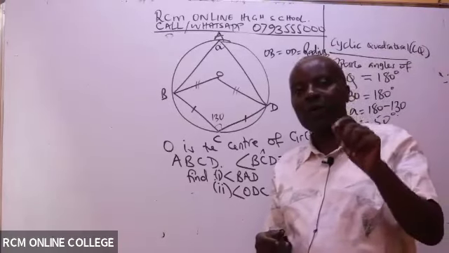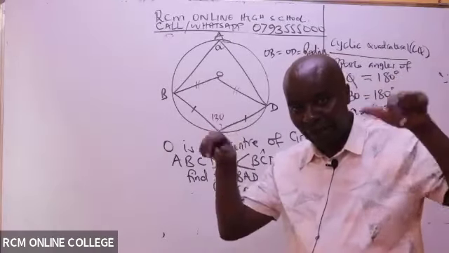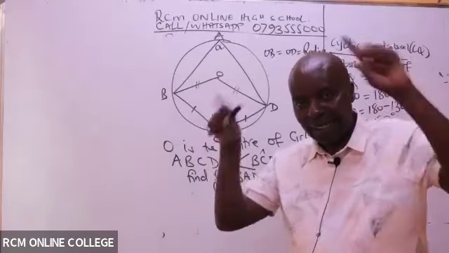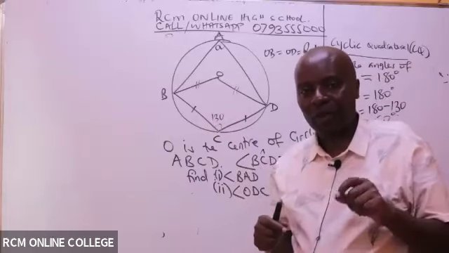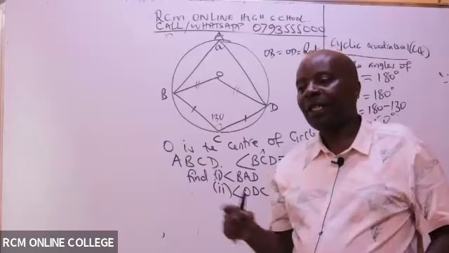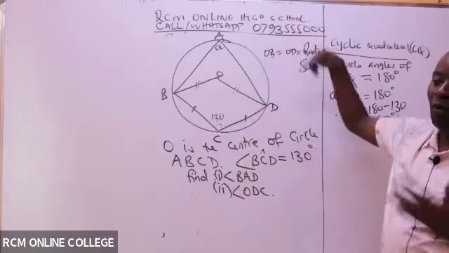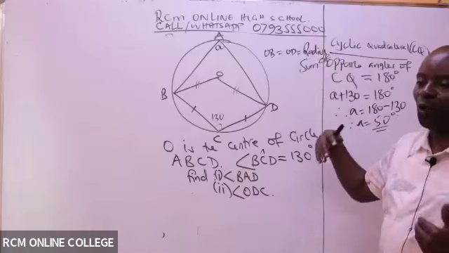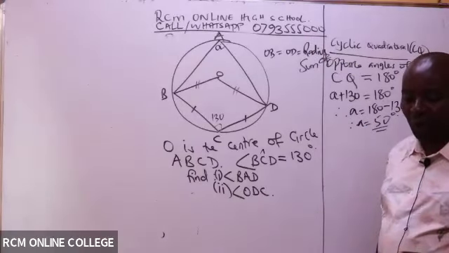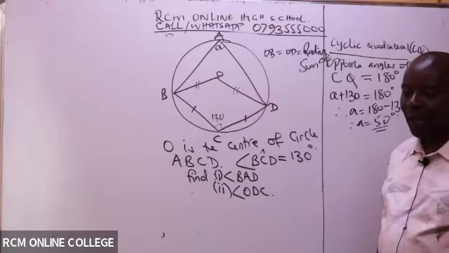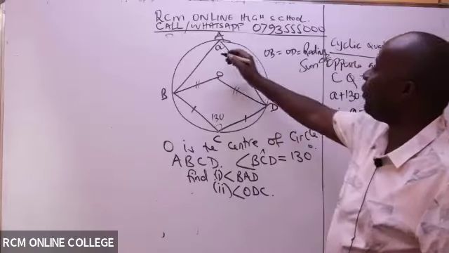Remember, cyclic quadrilateral, quad because of the 4 angles touching the circumference of the circle. So remember there are 2 theories. This is the first theory, the one of opposite angles: whenever you add the 2, they must always add up to 180. So this one I've already known, it's 50 here.